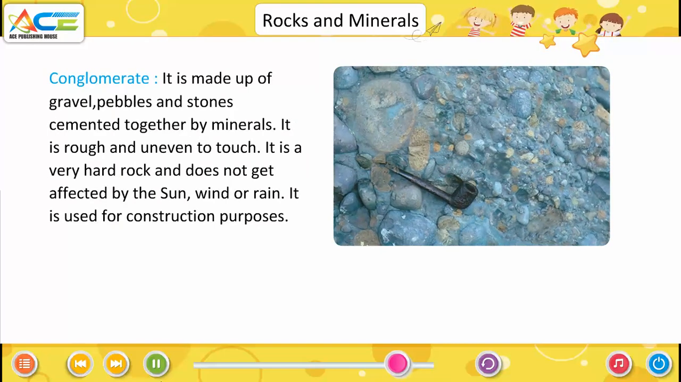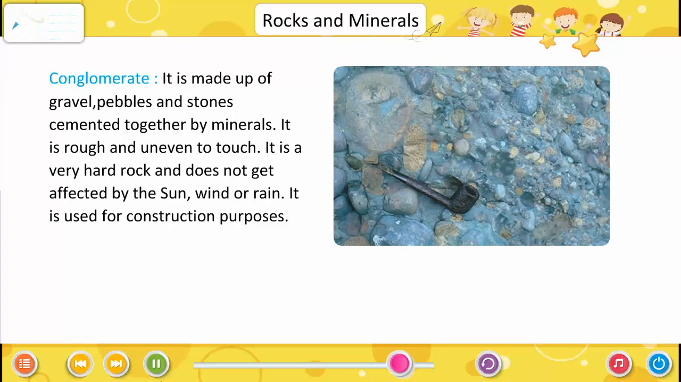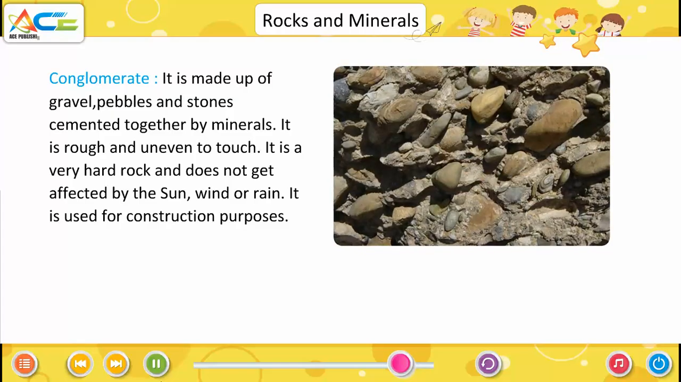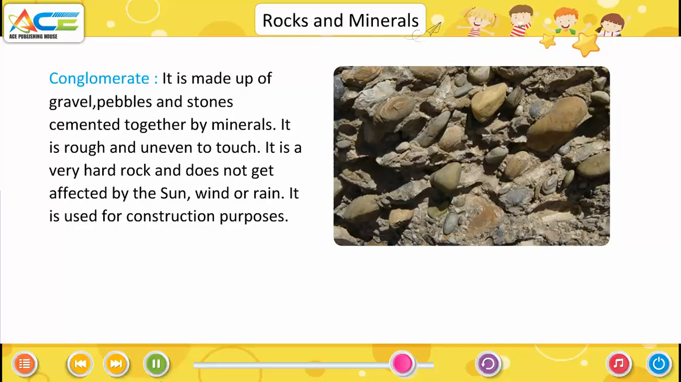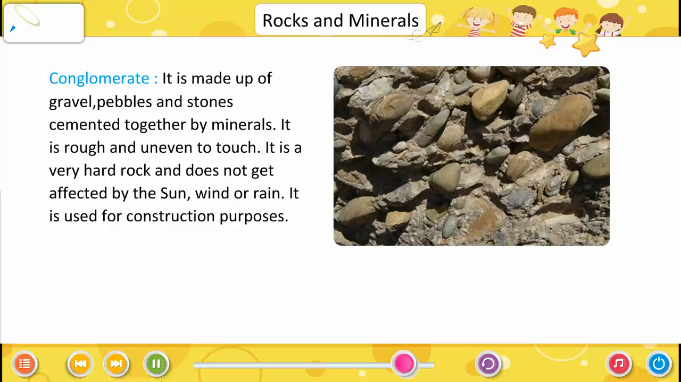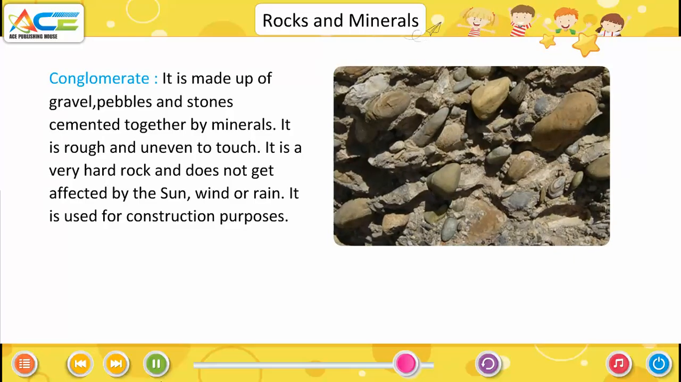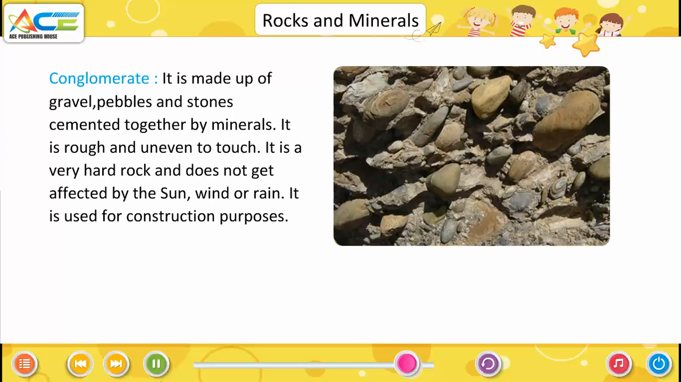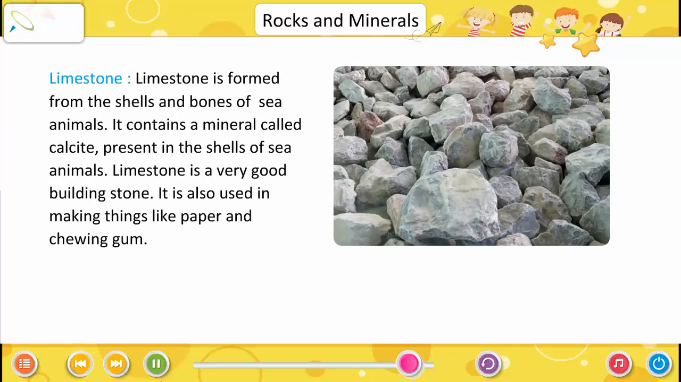Conglomerate. It is made up of gravel, pebbles and stone cemented together by minerals. It is rough and uneven to touch. It is a very hard rock and does not get affected by the sun, wind or rain. It is used for construction purposes.